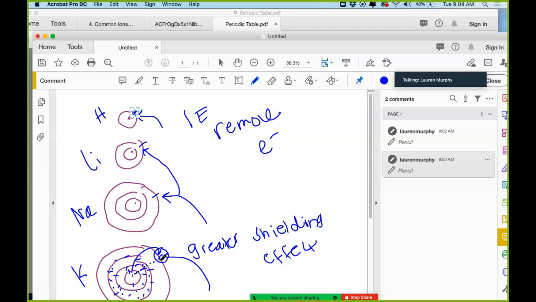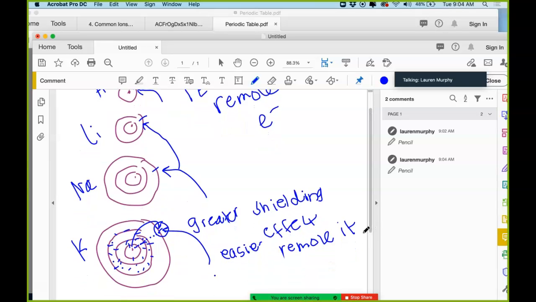So if this electron is the least attracted to the nucleus, it is easier to remove. Well, what does it mean if something is easier to remove? It has a lower ionization energy. It doesn't require a lot of energy to remove it.